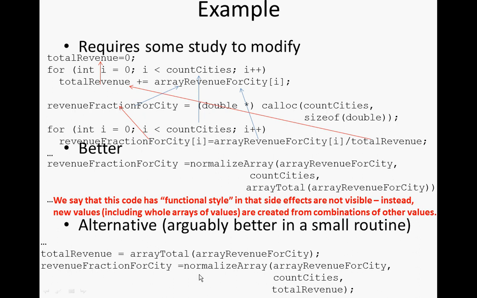Some people might prefer something like this. We have a call to array total, and that gives us total revenue, and then we normalize this revenue on a per city basis by this total revenue. In other words, we divide it by that. This code uses an extra variable, an extra line, but the name of that variable makes clear that we're dealing with the total revenue, which may have a conceptual clarity.